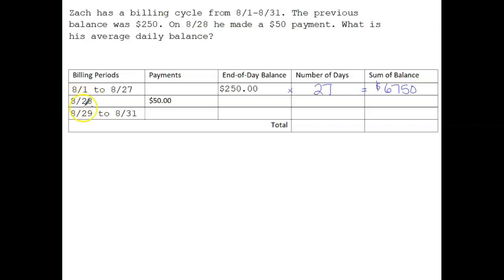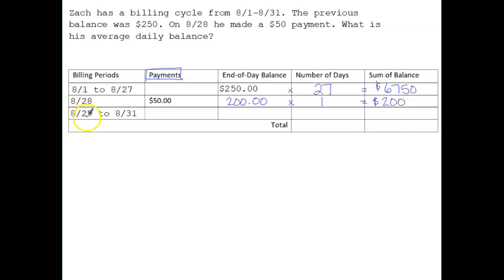So on August 28th, there was a payment made of $50. Remember, if it's a payment or a credit, that gets subtracted. So we're going to take 250 minus $50. And so our end of day balance on just August 28th was $200. And that was only one day, because there's only one day on August 28th. So again, we're going to multiply these two together, and that amount is going to be 200.